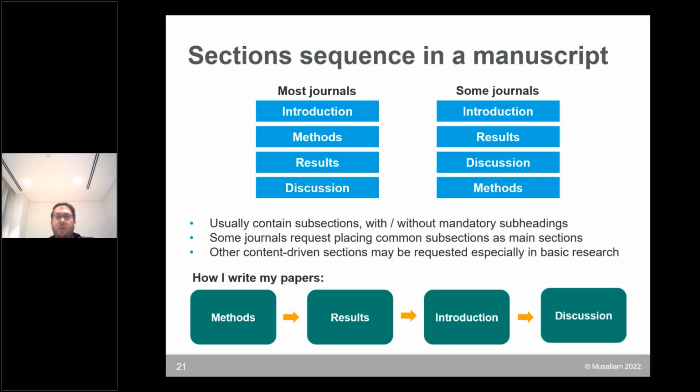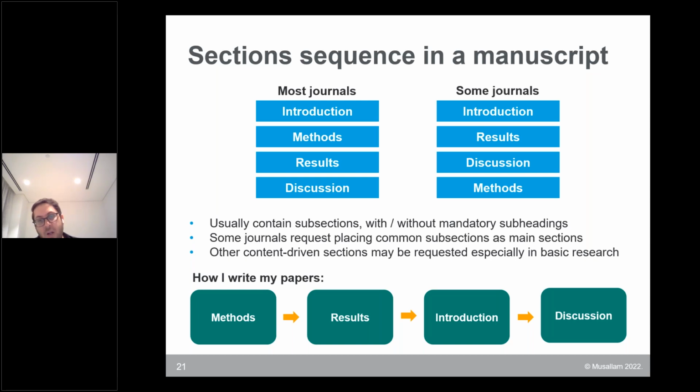There is no rule on how to write those sections in terms of how the journal displays them in the paper. So usually most journals put introduction, methods, results, discussion. Some journals, especially the ones that focus on basic science, do introduction, then immediately results, discussion, then the methods section, which is huge. It's left till the end because it's like a laboratory, sophisticated, complex study.